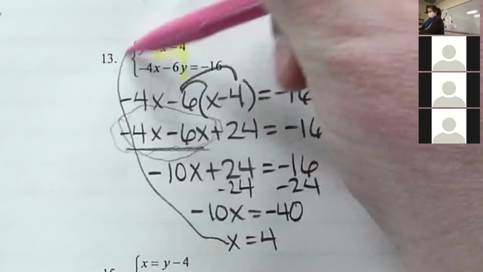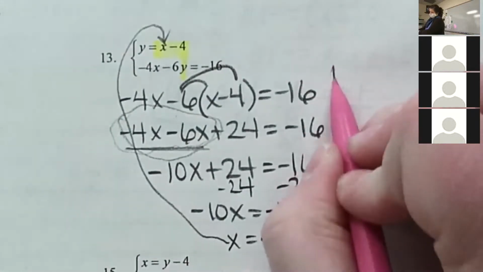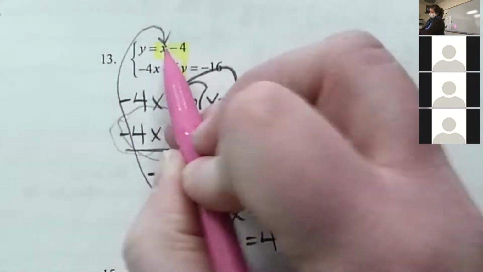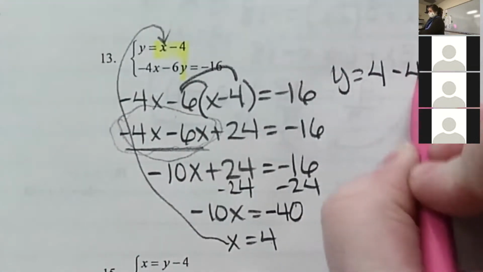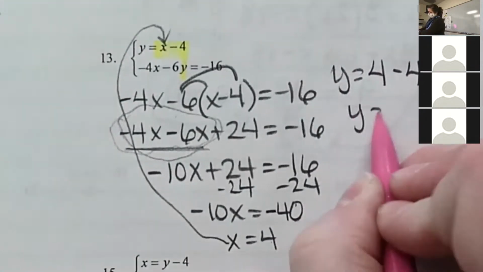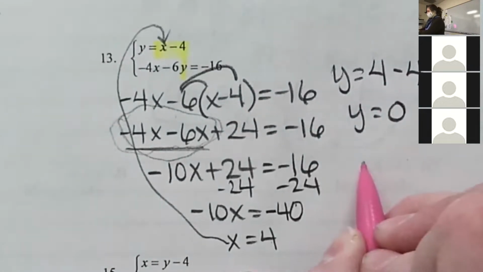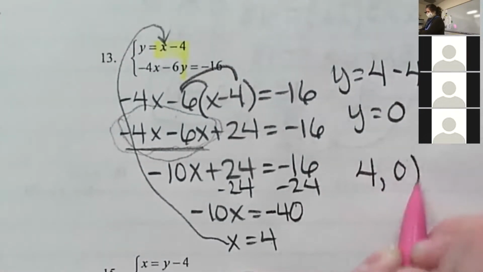I'm going to choose to put it in the top one. Again, it doesn't matter. y equals, instead of x, I'm going to write 4, because I know that's 4, minus 4. Oh, 4 minus 4, that's 0. So 4, 0.